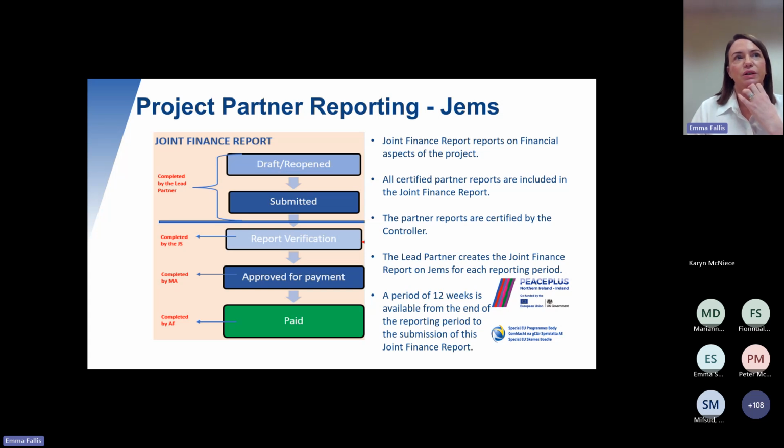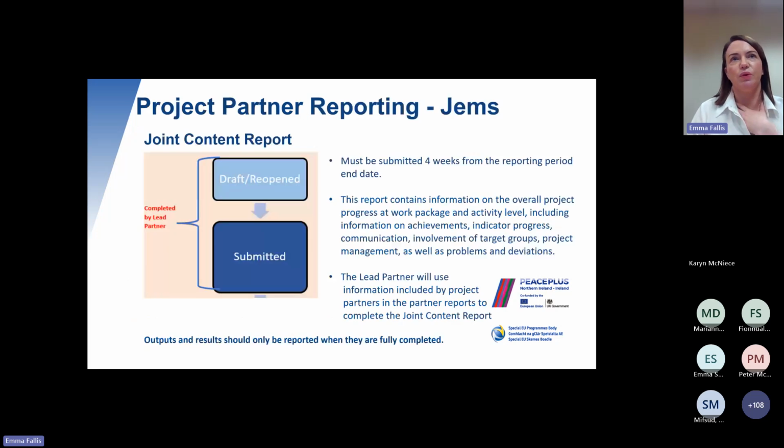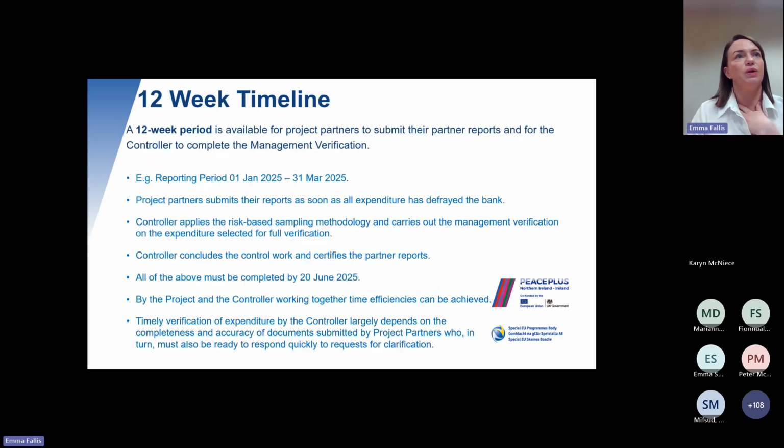So as well as submitting a joint finance report, lead partners are also responsible for submitting a joint content report. But I'll just go back one slide here. So a 12-week period is available for project partners to submit their partner reports for the controller to complete the management verification. So the project partner submits the reports as soon as all expenditure has been defrayed from the bank. The controller applies the risk-based sampling methodology and carries out the management verification on expenditure selected for verification. The controller concludes the control work and certifies the reports, and all of the above must be completed within 12 weeks, which is 12 weeks from the end of the 31st of March.